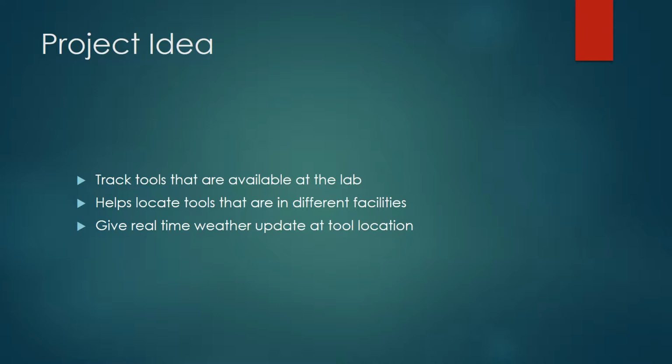And the other thing it does is it gets the real weather update for wherever the tool is located. So if the tool is located in North Carolina, they can go and check the weather on it, and then they'll be able to see if it's sunny there, if it's windy, if it's humid, or whatever is happening. And it's also nice because anytime they take a picture of the tool, it will store the location, so we know exactly where it's located.